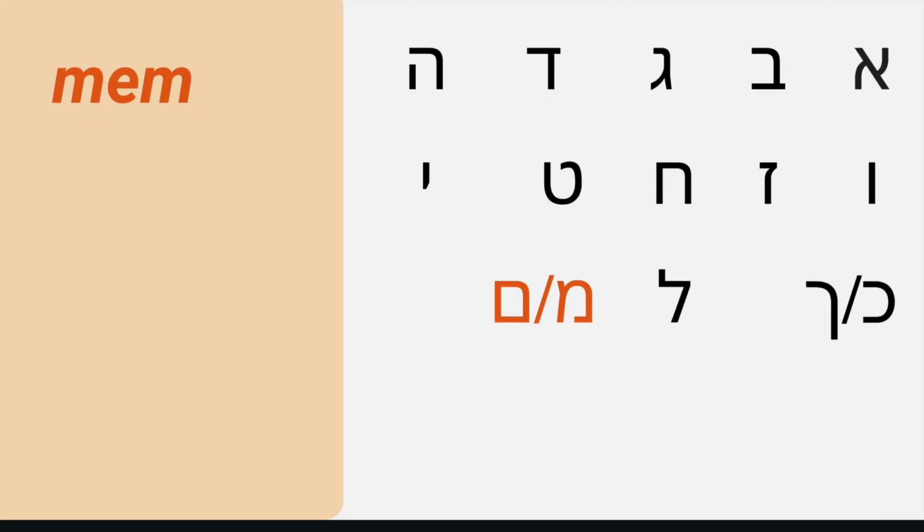And the letter for today is mem. And the form to the right is how mem will appear when it is word initial or word medial. That is to say, if it comes at the beginning of the word or in the middle of the word. And the form to the left is the word final position. So this, like Kaf, has two different forms. The one on the right is word initial and word medial, whereas the one on the left is word final.